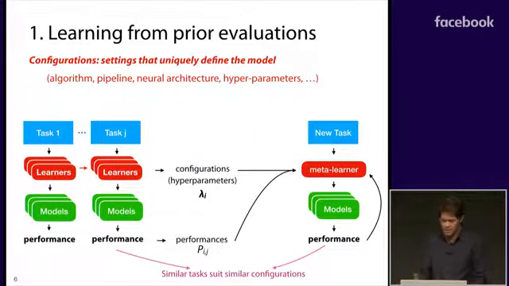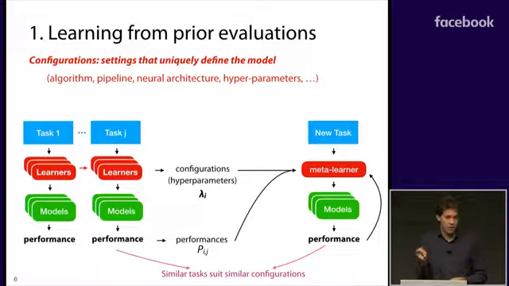So the first type of tasks, this is where the task can be quite different. There we look at the performances of previous approaches, and we also look at exactly what we did. And we encode that as a configuration. That's the whole set of assumptions, like the neural architecture, the algorithm, the pipeline of steps you built, hyperparameters that you tuned, all these things that uniquely define your model, that's your configuration. This is the lambda here. Okay? So given a configuration and a task, I get the performance out of it.